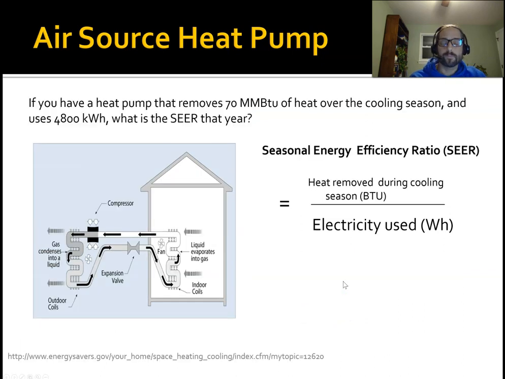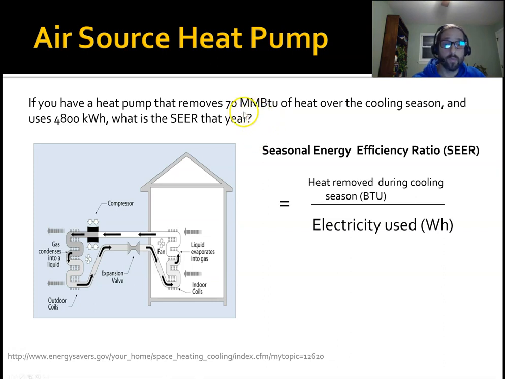And you can use this as a formula, so we can actually figure out, just like any other 3-variable equation, the third from the other two, right? So let's just do a sample problem here. If I have a heat pump that removes 70 MMBTUs of heat over the cooling season, and it uses 4,800 kilowatt hours, what is the SEER for that season?